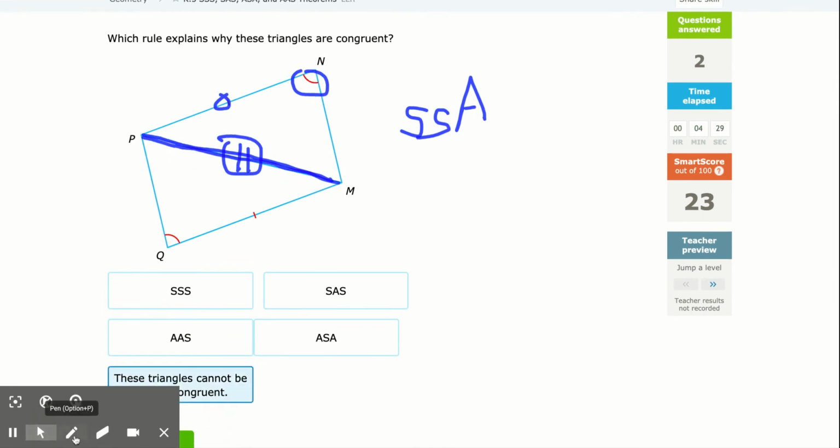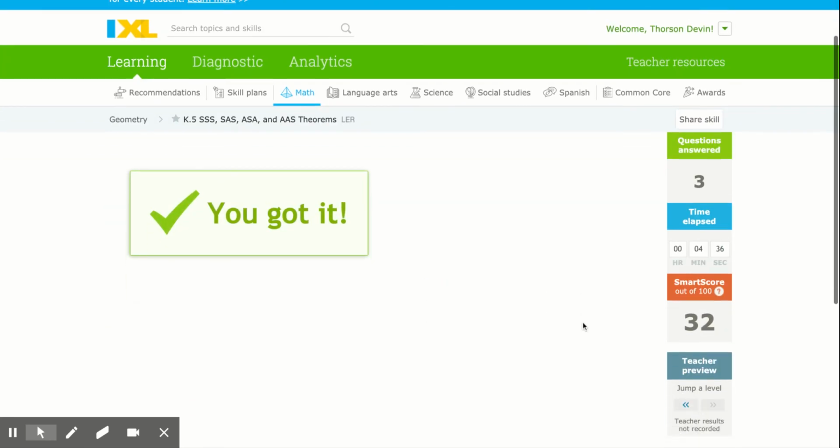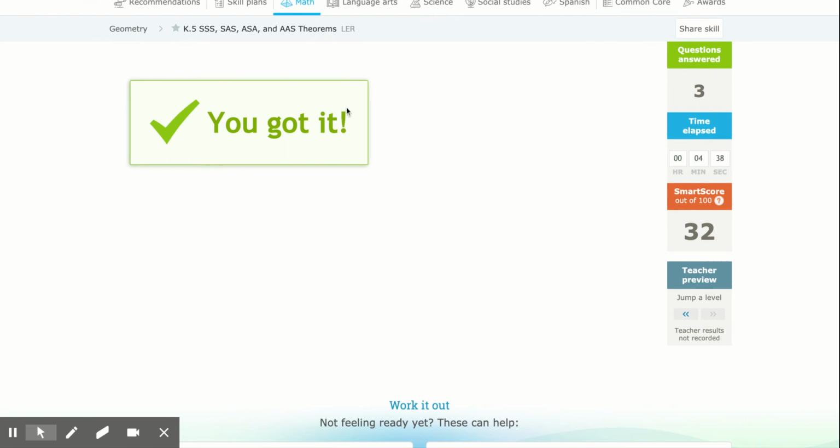So the hardest part of this is a lot of students don't know what order to go. Do I go clockwise around the triangles? Do I go counterclockwise around the triangles?